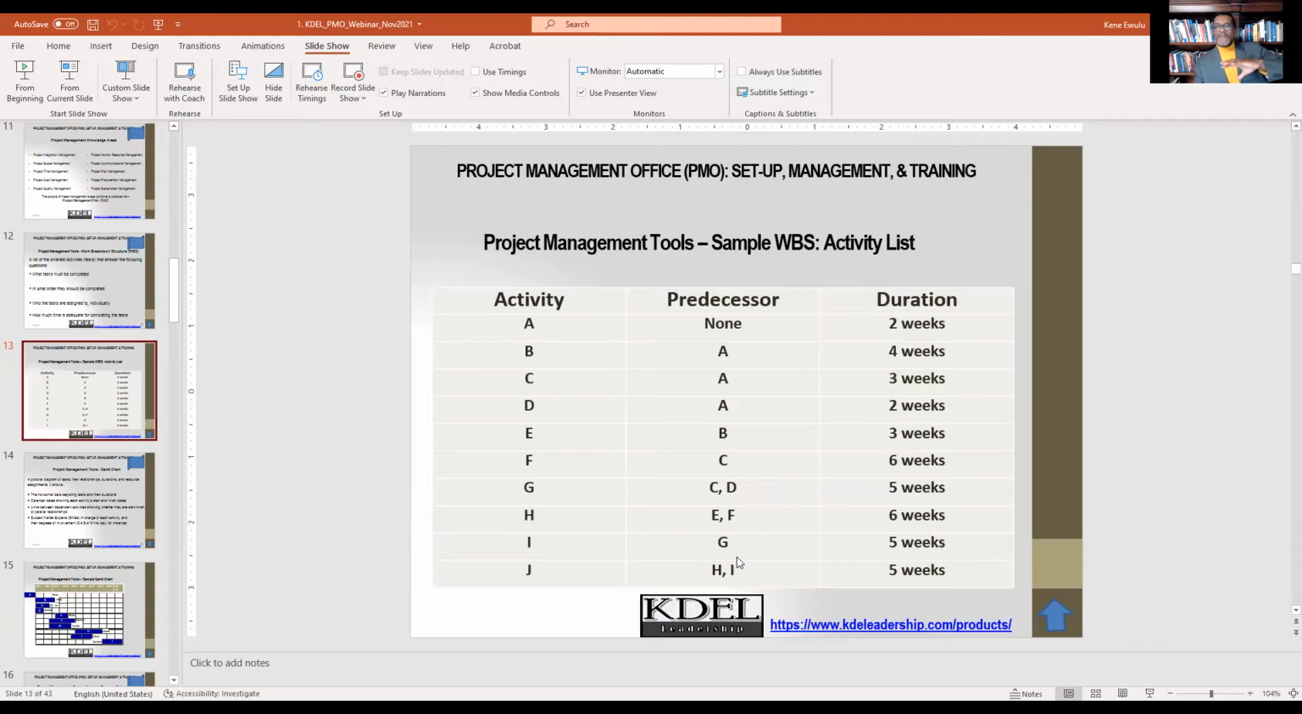Predecessor means what activities have to be done before the next one is done, and these are the durations on the right-hand side. Having said that as well, I'm going to go ahead and answer certain questions. What does the WBS do? Now we've looked at the WBS and what it does.